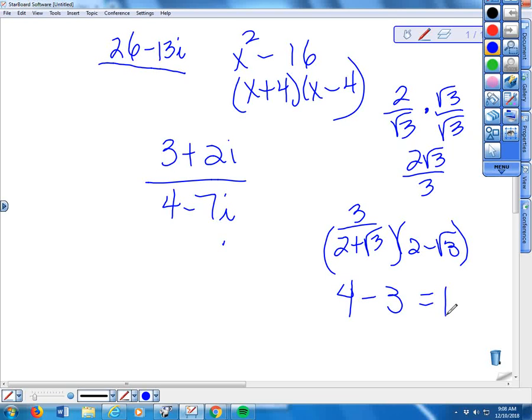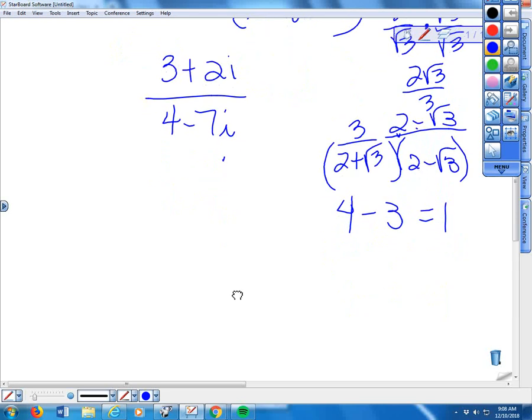You follow? But whatever I do to the bottom, I have to do to the top. Okay? So on the bottom I have 1. On the top I have 6 minus 3 square roots of 3 when I multiply. Right? I don't know where you got those numbers. What, these numbers? No, the top numbers. I made this up. This was my problem to start with.